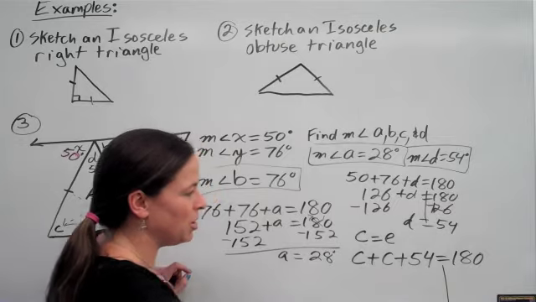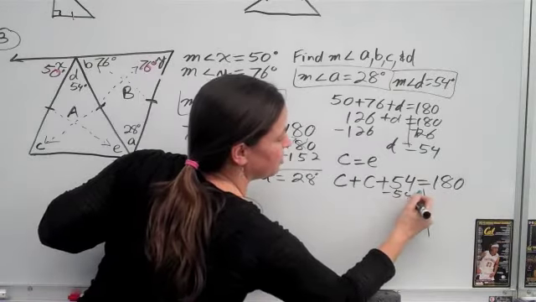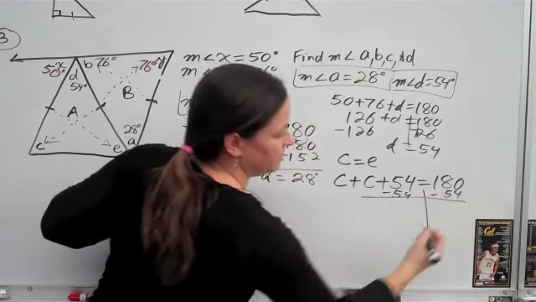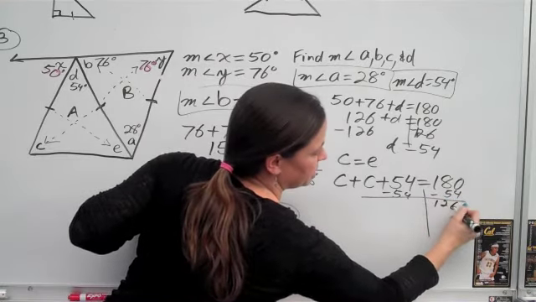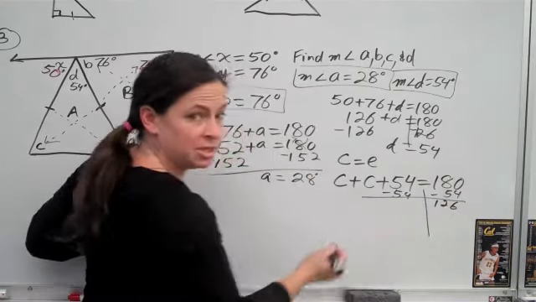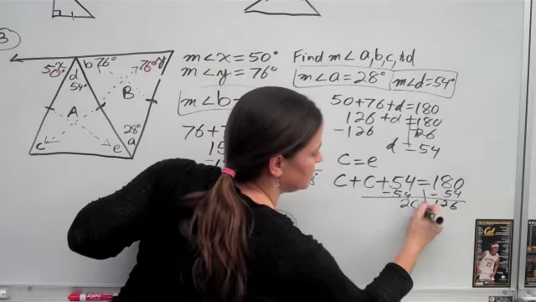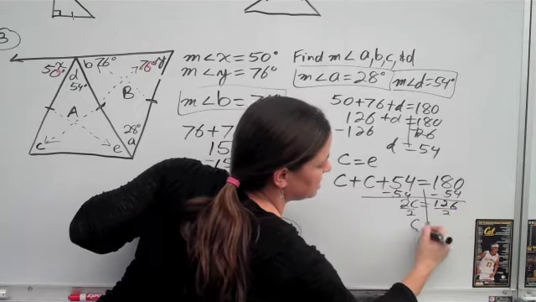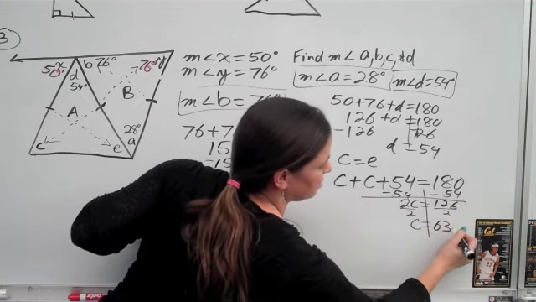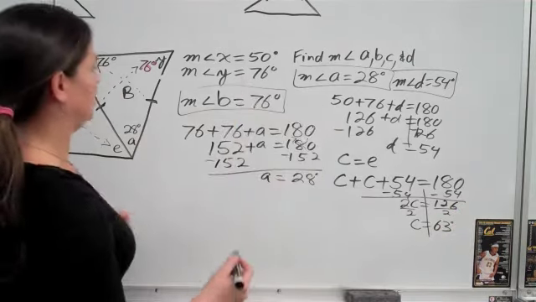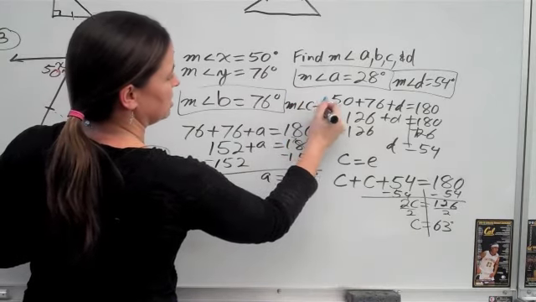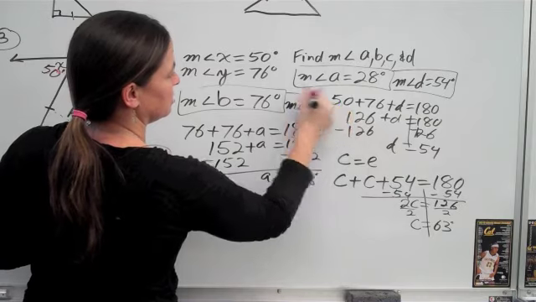I need to figure out what C is. Subtract 54 from both sides of the equation, and 180 minus 54 leaves us with 126. But I have C plus C, and C plus C is 2C. Divide by 2, and I end up with C equal to 63 degrees. Let's throw that in here. The measure of angle C is 63 degrees.